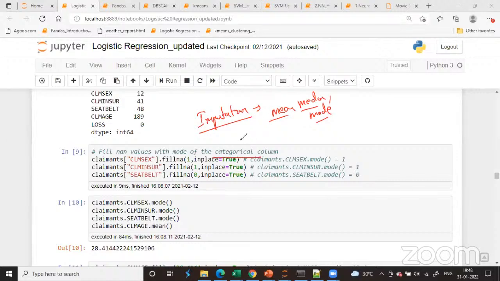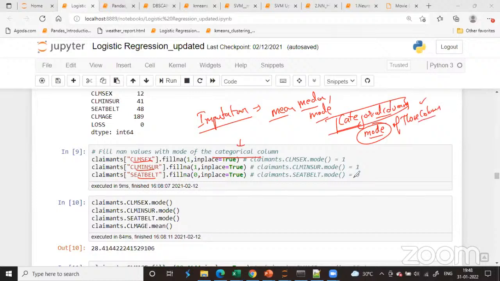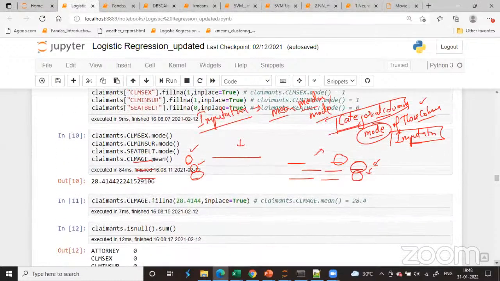So for example, if you are working with categorical data, for example claimant sex, claimant insurance, seatbelt, they are all categorical columns. So what you have to do is replace those null values with the mode of those columns. Remember this concept: when you are working with categorical columns, you have to use the mode imputation technique. What is the mode for your claimant sex column? It is 1. What is the mode for your claimant insurance column? It is 1. What is the mode for your seatbelt column? It is 0. So you are going to replace all your null values with the mode of that particular column. This is called the mode imputation technique when you are working on categorical columns.